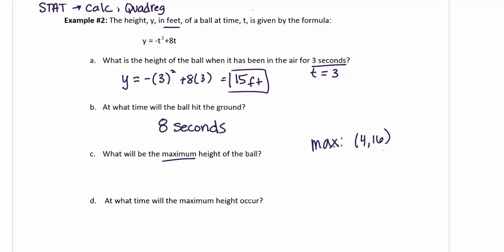So I just need to know what these mean. Where x was t and y is height. So the maximum height is 16 feet, and that happens after 4 seconds. At what time will the maximum height occur? I get that from the same point, which is 4.